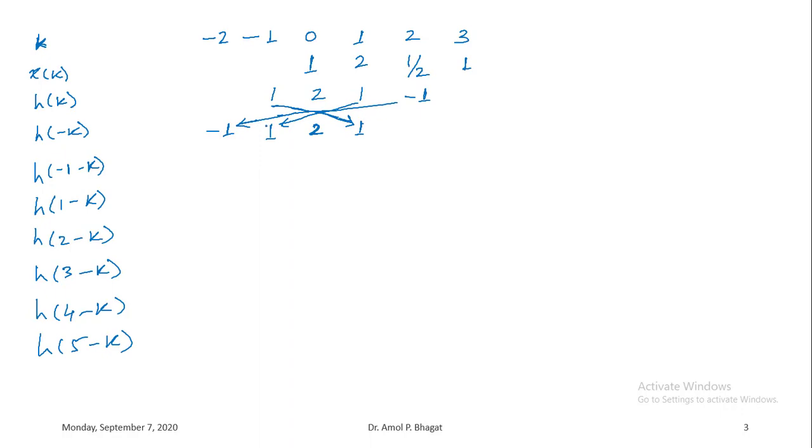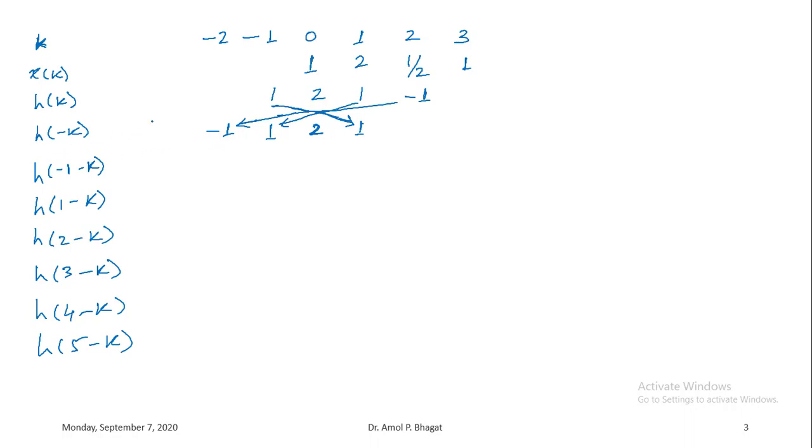So there is no need to indicate these arrows here, but simply for your understanding, about the origin the value is the same, 2. The values which are present at 1 and 2 are now at minus 1 and minus 2, and the value which is present at minus 1 is now at 1. So this is h of minus k.